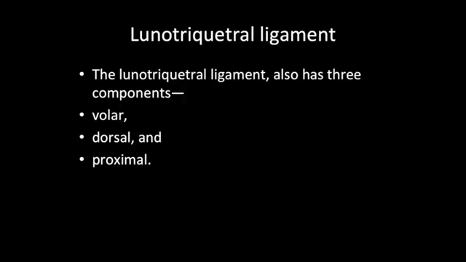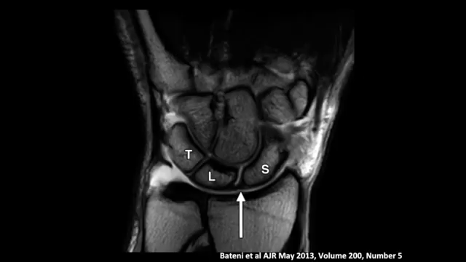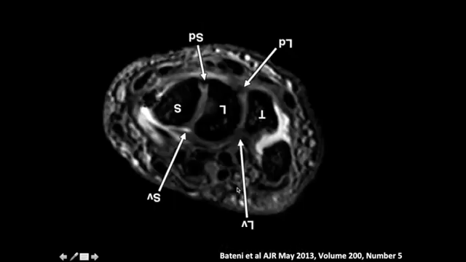The lunotriquetral ligament also has three components. There's a volar, dorsal, and proximal component. This is a coronal image showing the scapholunate ligament between the scaphoid and the lunate. We see these best on axial images.